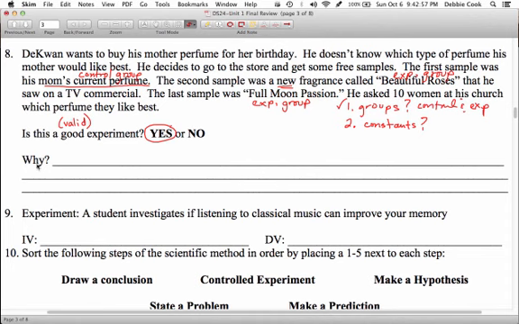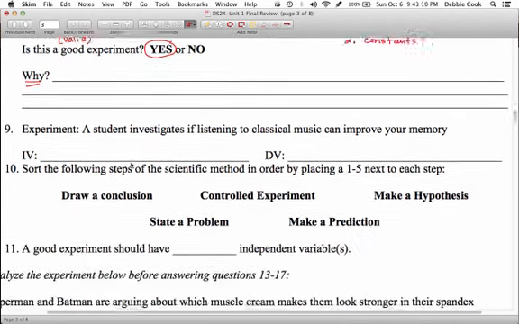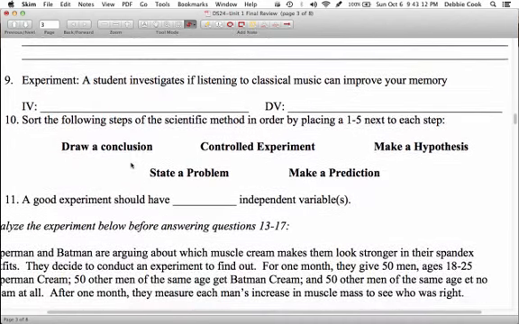Now on your test, you're only going to have to explain why it's a bad experiment, or you're only going to have to do this why portion if it doesn't meet all the components of a good experiment. So we can go ahead and leave this blank for now. Let's jump down and look at number 9.